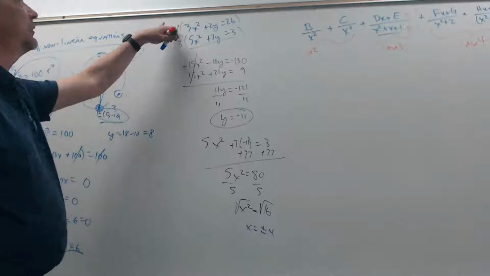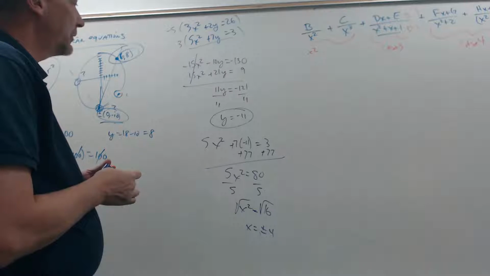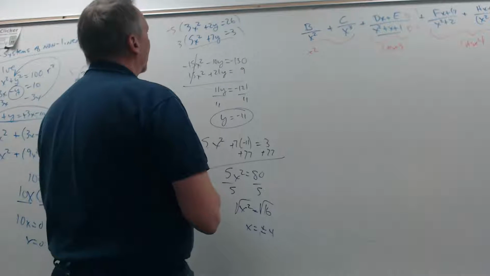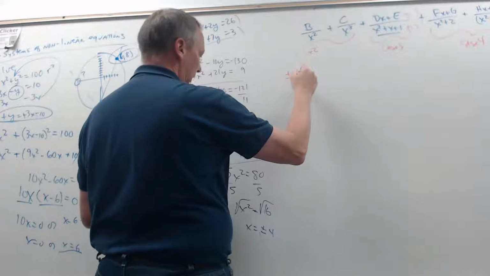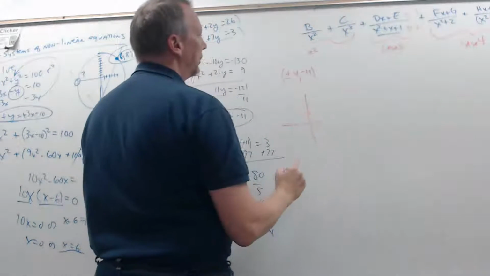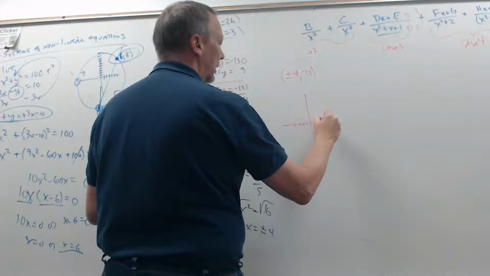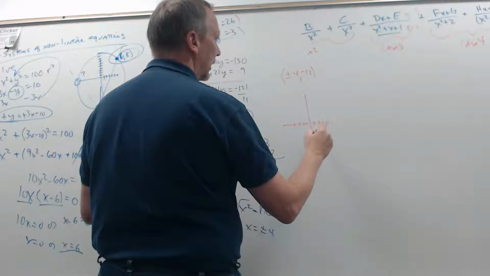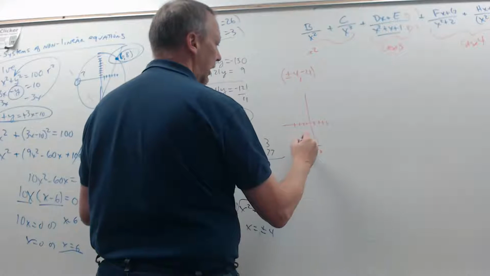By the way, what are these two? What do they look like? They're both parabolas, correct? So in this case, we've got parabolas that cross each other twice. The answers are plus or minus 4, and negative 11, because you square. So they're going to cross here and here.